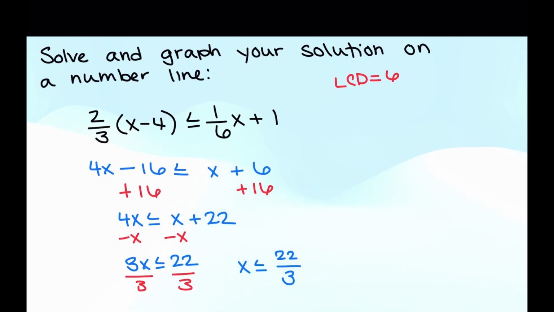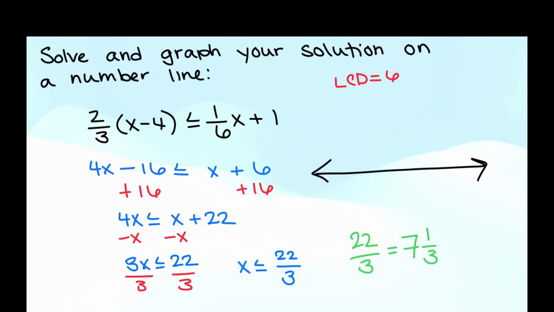And that's my answer. To finish, I'm going to put that on the number line. I'm going to convert 22/3 into a mixed number. 3 goes into 22 7 times, with 1 left over, so 7 1/3. Finally, I'm going to put a closed circle at 7 1/3. I have to kind of estimate where that is. And then it's less than or equal to, so I shade to the left, again with that closed circle.